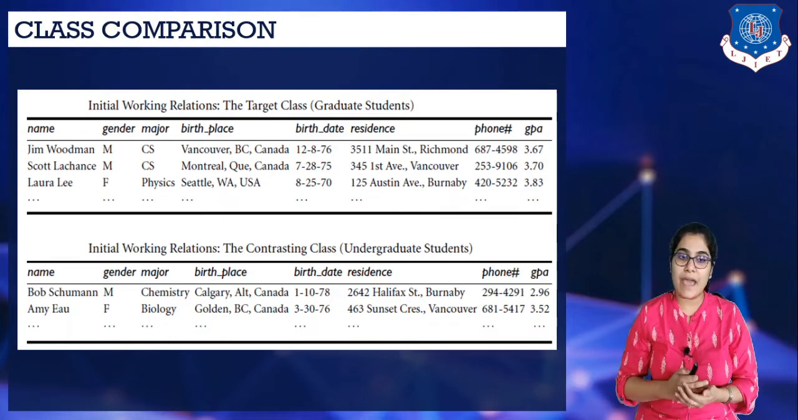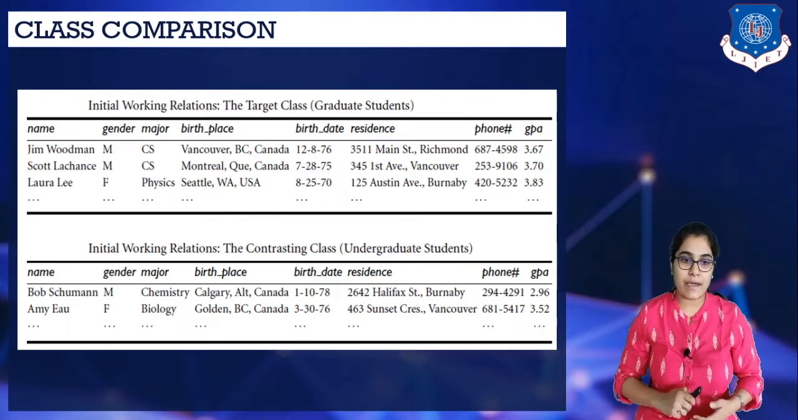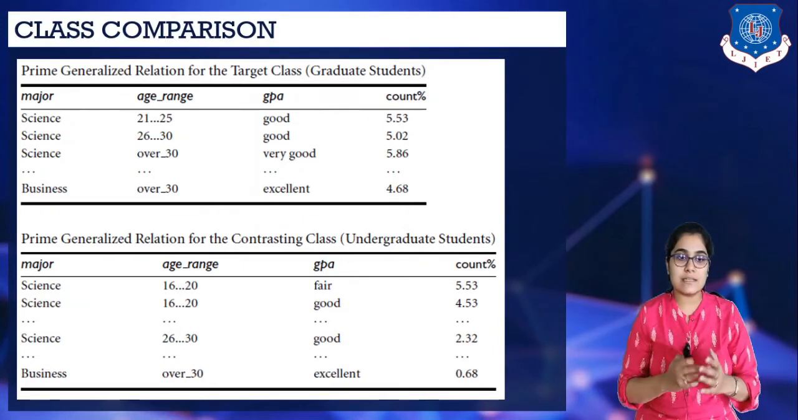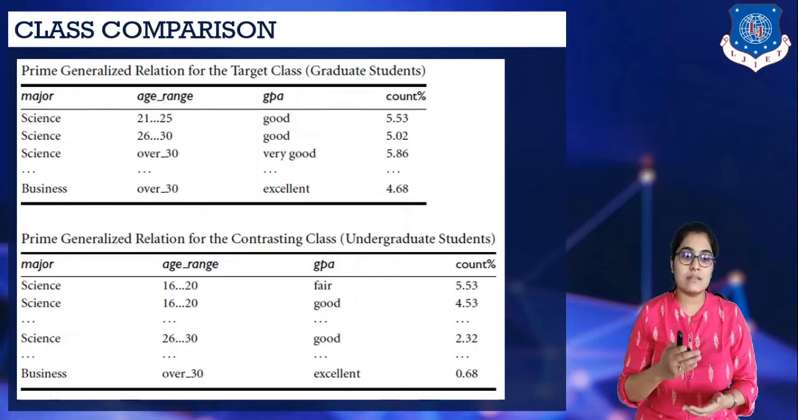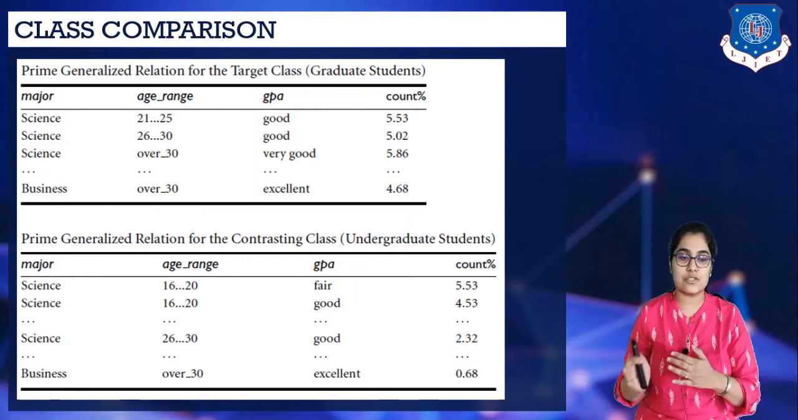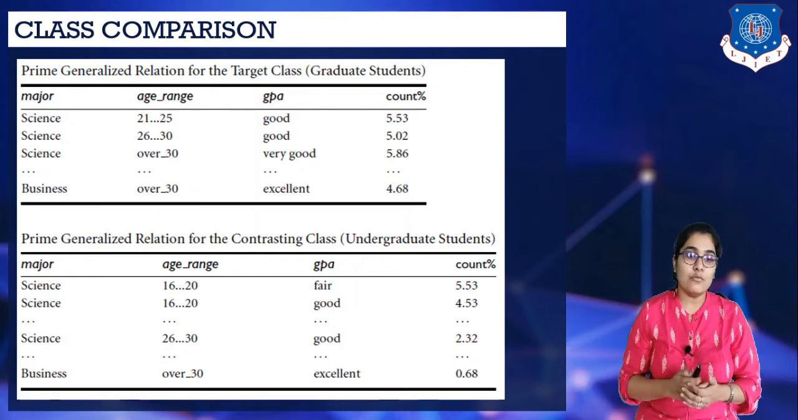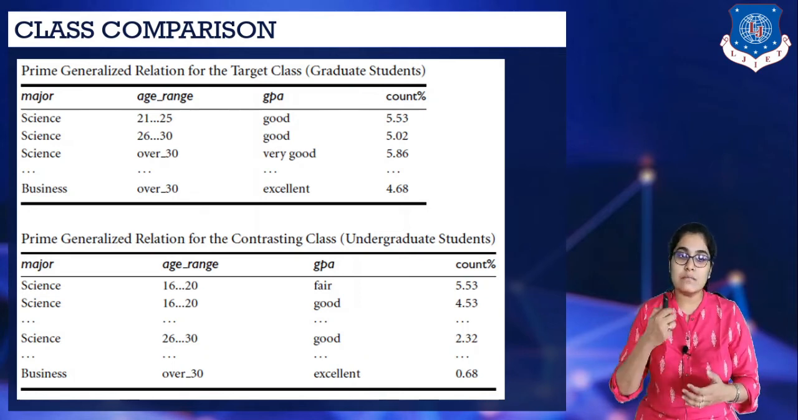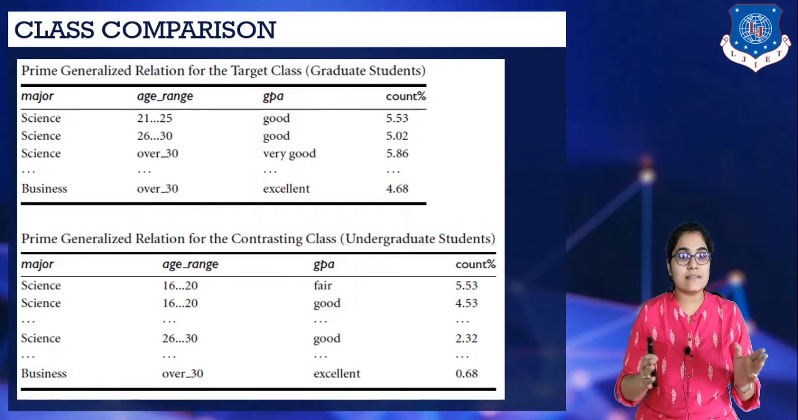First, we have to perform generalization on both relations to get the most relevant data for the class comparison. As you can see in this figure, we have the generalized relations. First is the generalized relation for the target class, which has the graduate students data, whereas the next is the generalized relation for the contrasting class, which has the undergraduate students. Now we can perform comparison on both the tables in order to get some insight. This is how class comparison works.